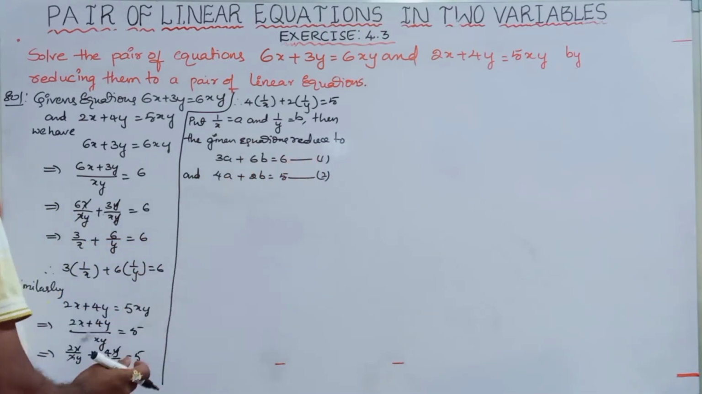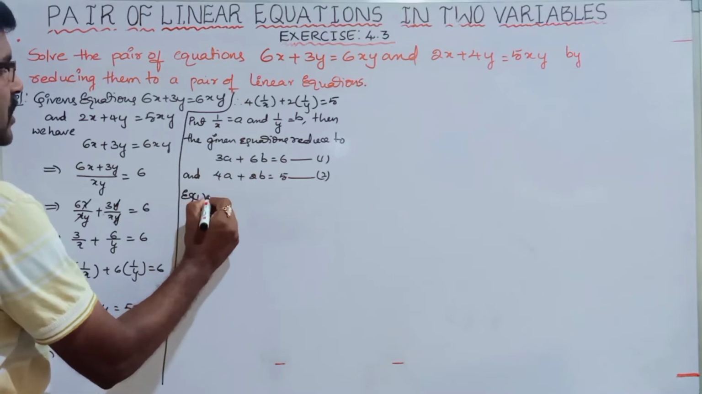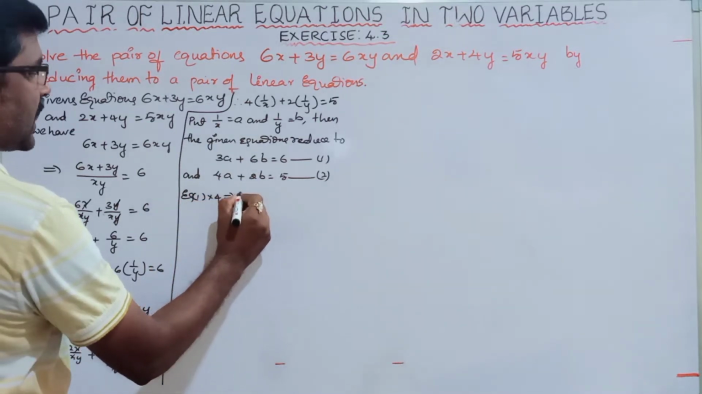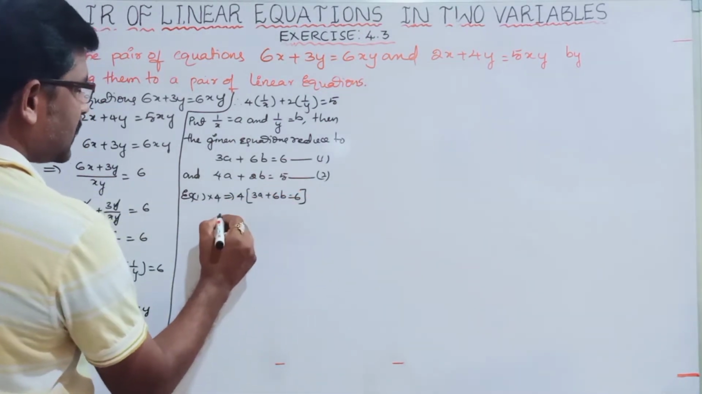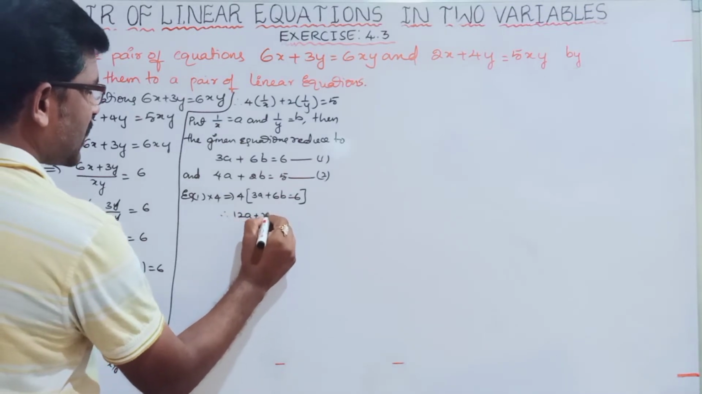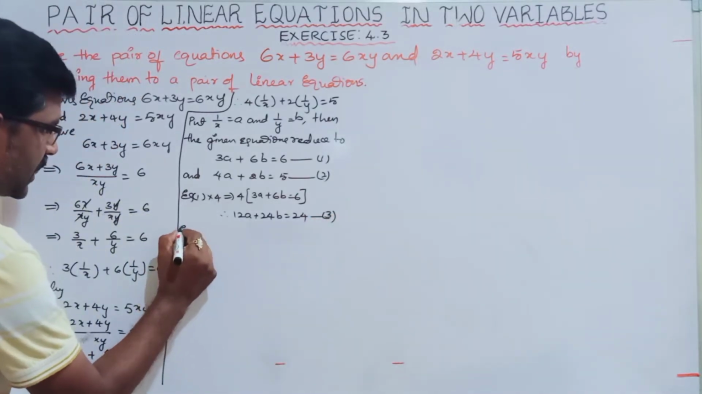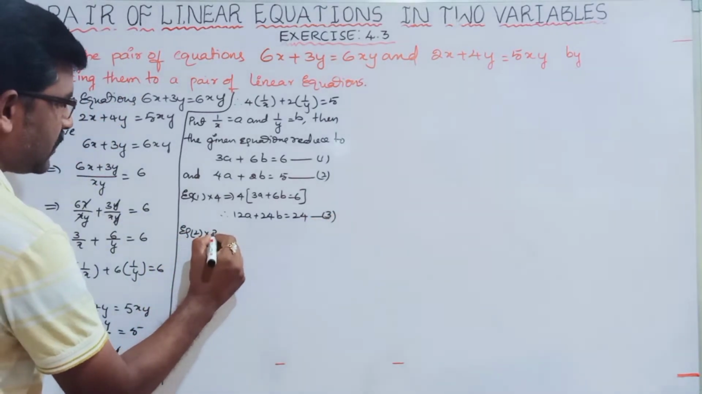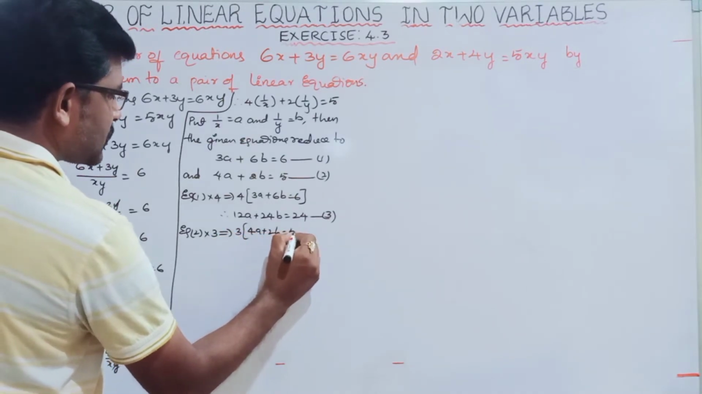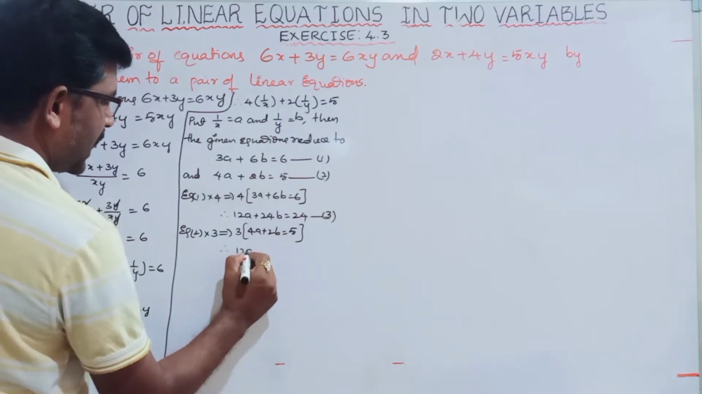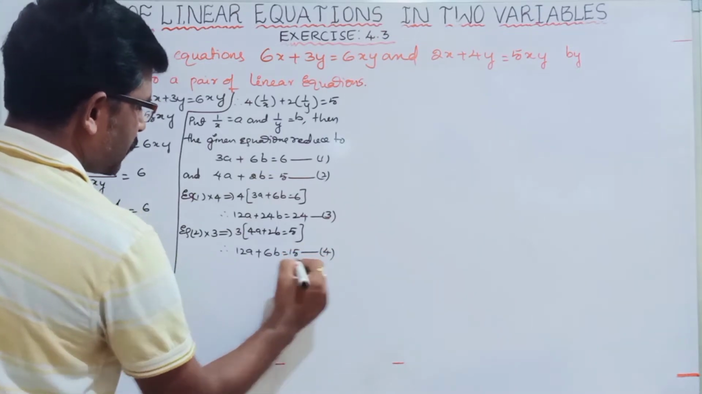From these two equations, we eliminate a value. Now we multiply equation 1 into 4. That implies 4 into 3a plus 6b is equal to 6. Therefore, 12a plus 24b is equal to 24, equation 3. Similarly, equation 2 multiply by 3, it implies 3 into 4a plus 2b is equal to 5. Therefore, 12a plus 6b is equal to 15, equation 4.